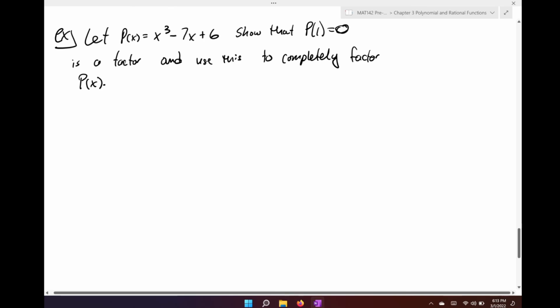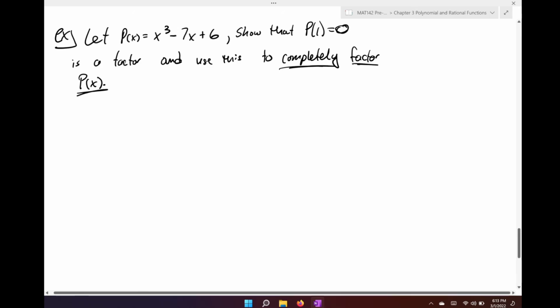All right, so here's our next problem. We're going to let p of x equal x to the third minus 7x plus 6. And what we want to do is show that p of 1 equals 0, so x minus 1 is a factor, and use this to completely factor p of x. So what we're going to be doing here is using the remainder theorem and this idea of synthetic division to completely factor p of x.